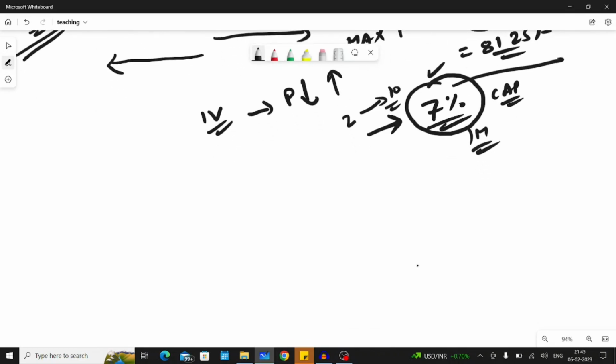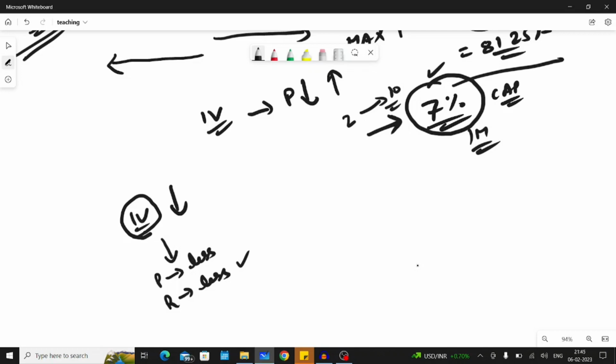So let's say IV is very low. Let's say the market is very stable, IV is very low. In this scenario, what will happen is the profits will be less, but your risk will also be less. Since IV is less, the market is stable, the market is not going to make huge up or huge down moves, right? So the risk is less, but since the premiums are less, the profit is also less.